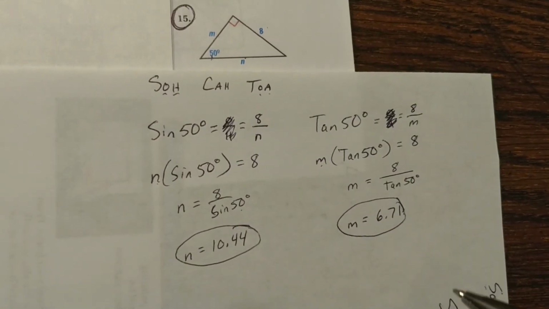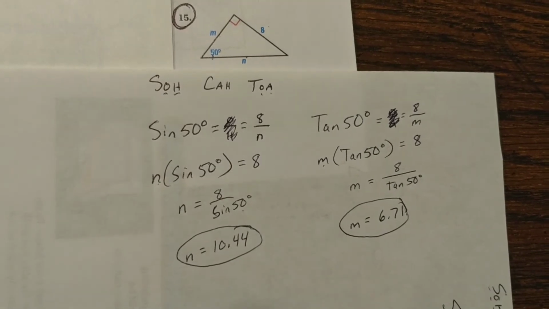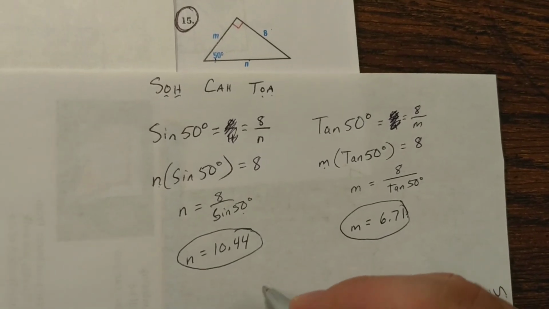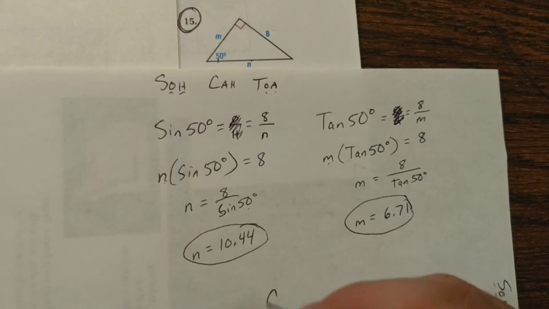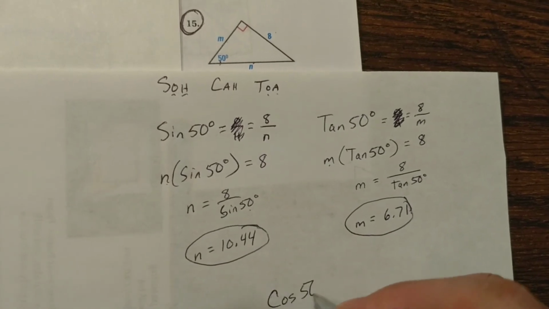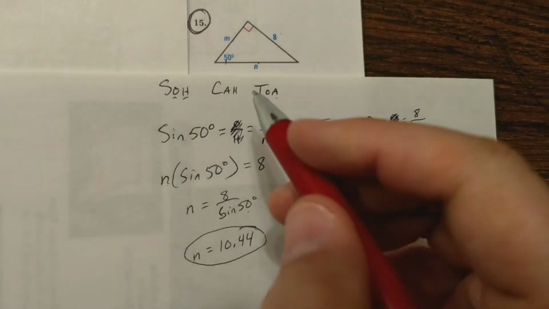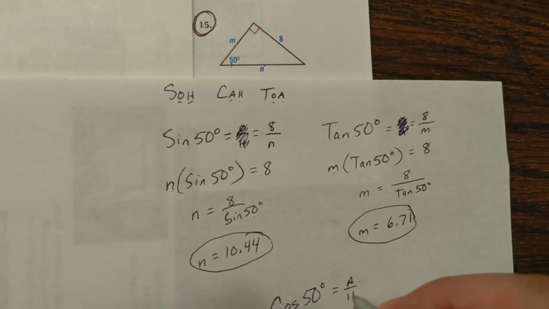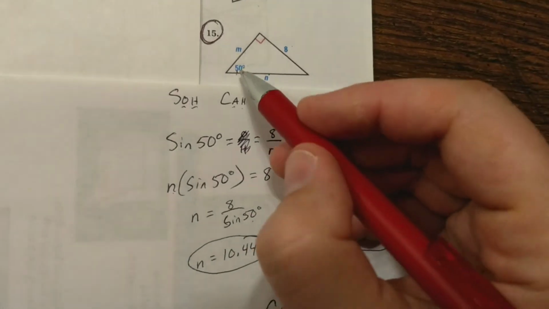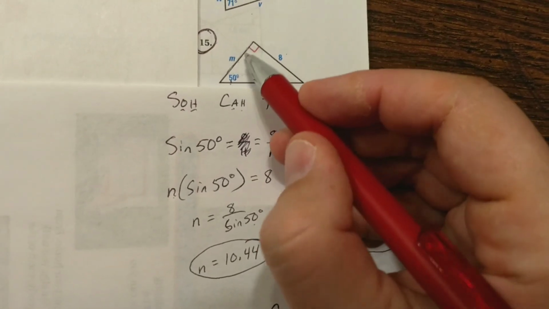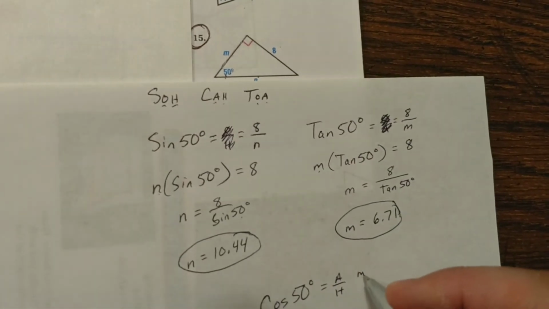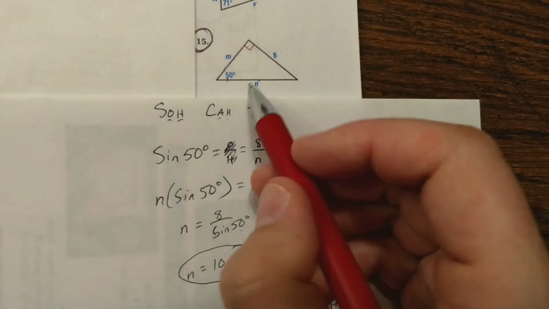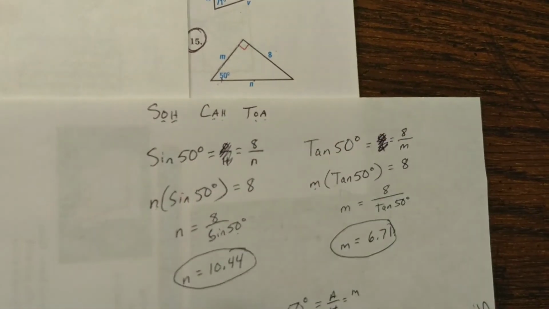The other thing that I want to show you, though, is why I didn't use cosine in this case. Let's see what would have happened if I tried to find the cosine of 50 degrees. And remember, cosine is adjacent over hypotenuse. The adjacent side to 50 is side m. It's a variable. And the hypotenuse is also a variable, n.